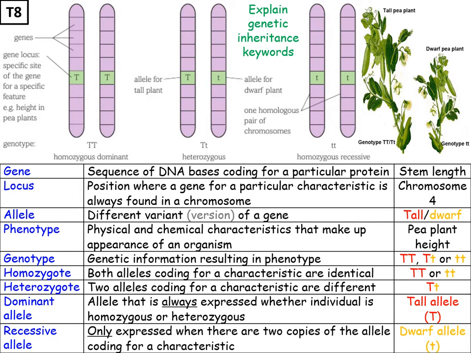But if you have both present, then clearly in a homozygous form, it's going to be expressed. But if you have one tall allele and one short allele, the tall allele is expressed, so the tall allele must be dominant. That means that the dwarf allele is recessive.